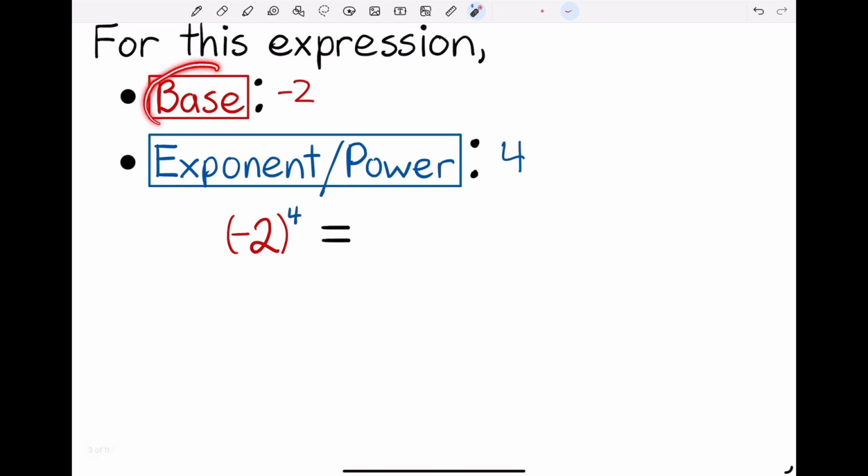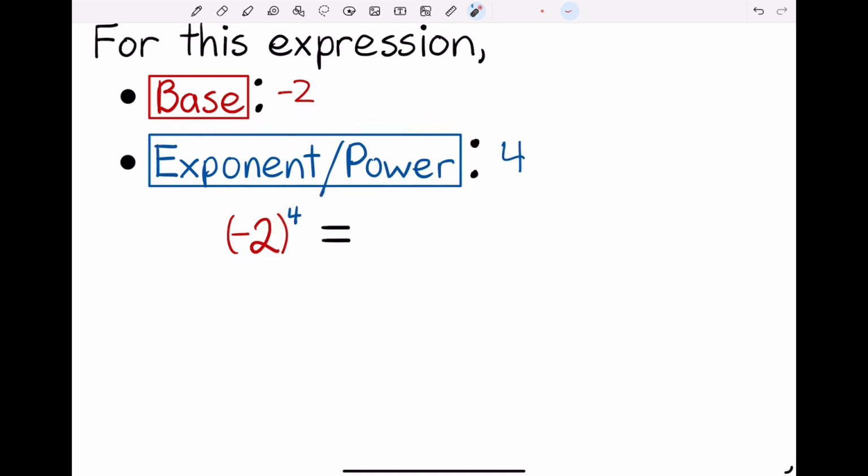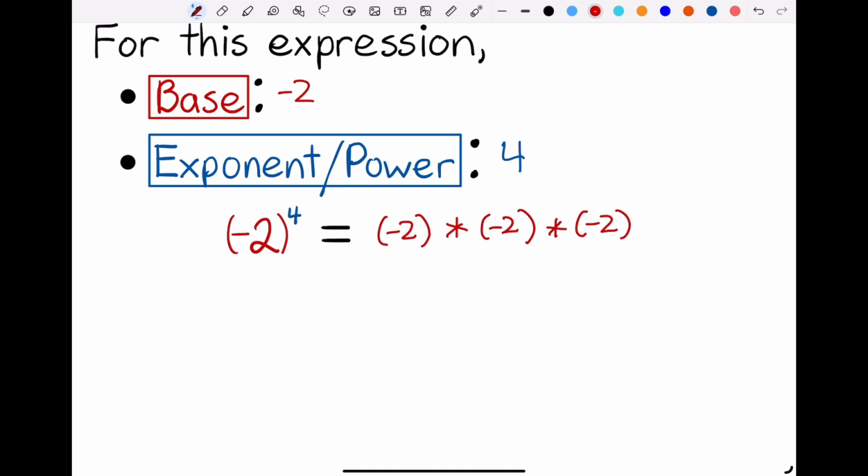Remember, the base is the number that we're going to multiply repeatedly, and the exponent tells us the amount the base will appear as a factor. Since our base is negative 2, and our exponent, or power, is 4, that tells us that we're going to multiply 4 negative 2's together. So we could write this as negative 2 times negative 2 times negative 2 times negative 2.